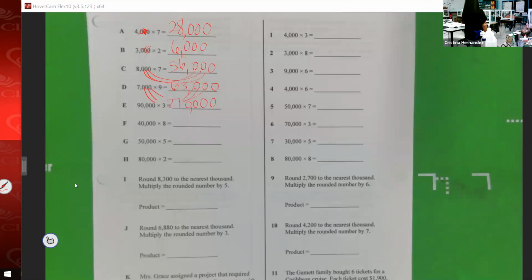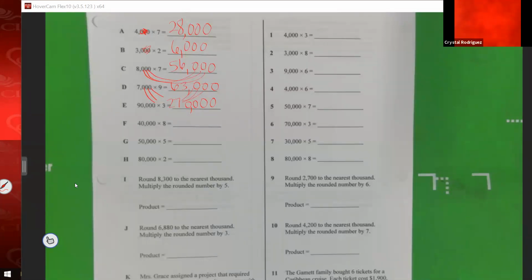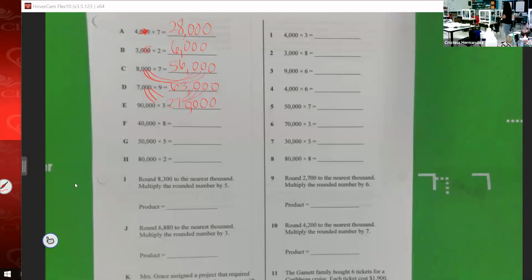F, how many zeros are coming over, Jacob? 4? How many? Pay attention. How many zeros are moving? 1, 2. It's not always just going to be 3, 4. And then what's 8 times 4? 32.